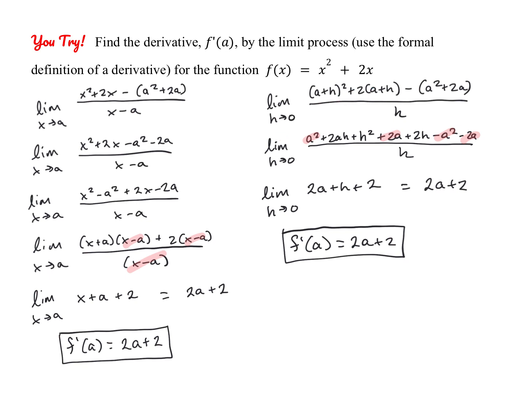So again, here's f of a plus h minus f of a. And then you just need to multiply it out and really cancel out common terms or opposite terms. And then from here, you can do direct substitution. Again, you replace h with 0, and you're left with the same thing, 2a plus 2. So that would be f prime of a.